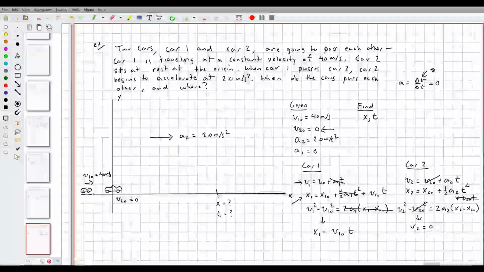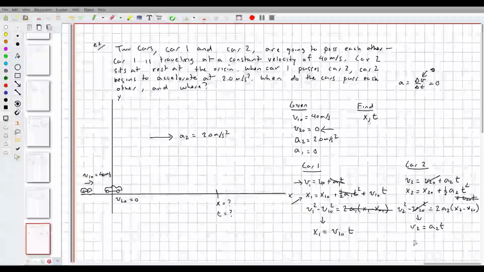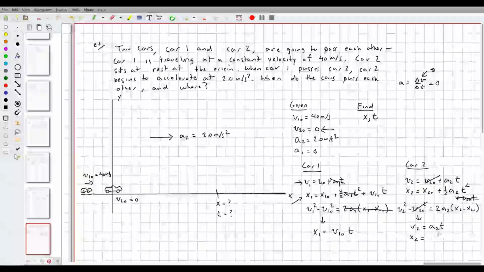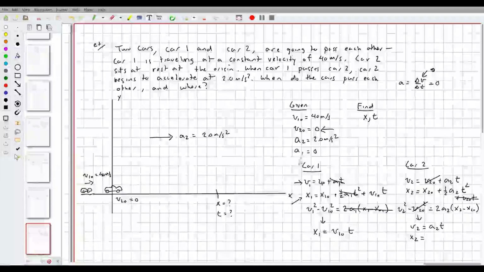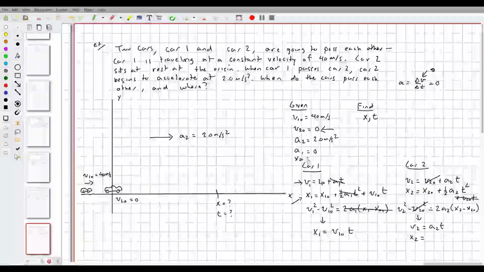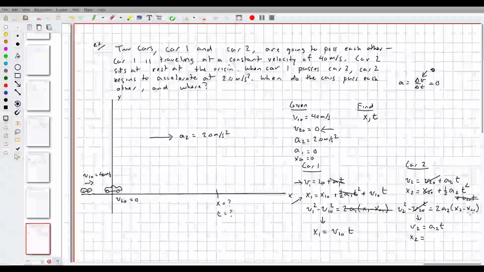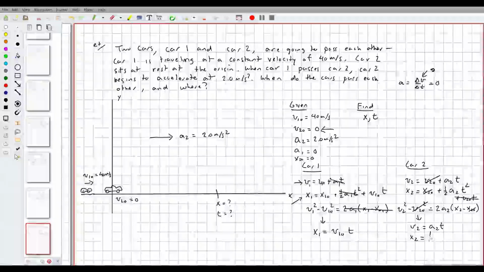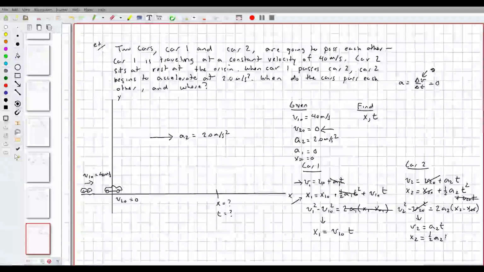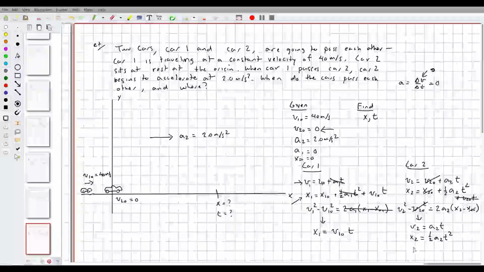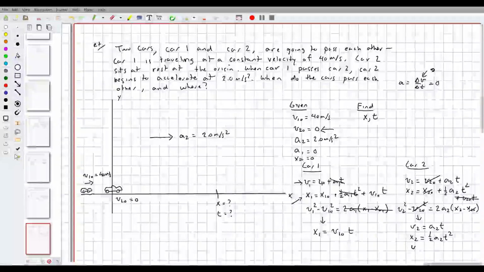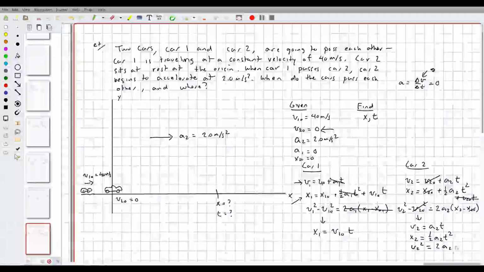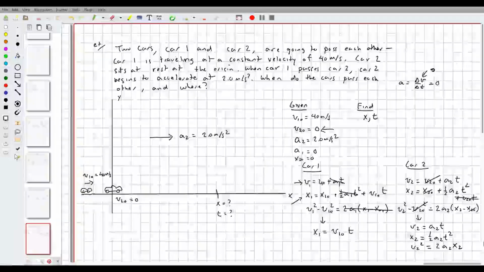V2 is equal to A2 times T. X2 is equal to, oh yes, X2 naught, which I forgot to mention or write down over here, that's also 0 as well, isn't it? X2 is equal to 1/2 A2 times T squared. And then finally, we have V2 squared is equal to 2 times A2 times X2.